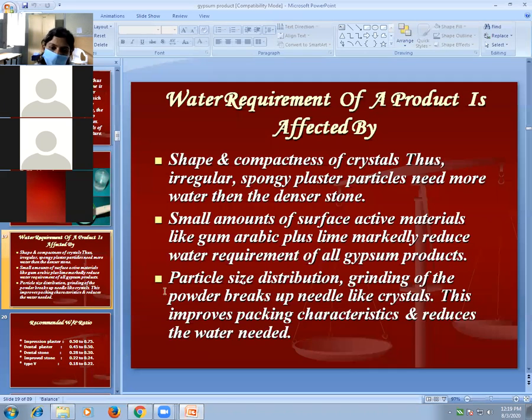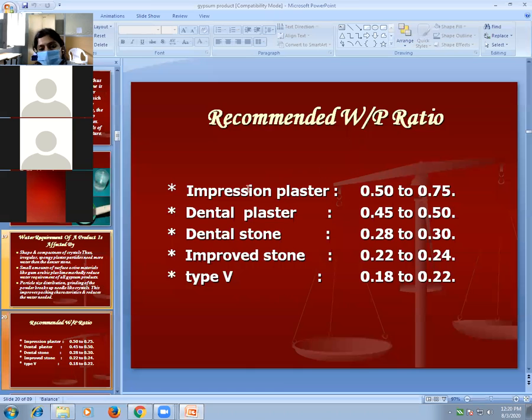This point we have seen during the manufacturing. So whatever particles we get after calcination, we can grind those particles to make smaller particles. So the water requirement is again reduced by this process. The recommended water powder ratio is different for the different types of material.